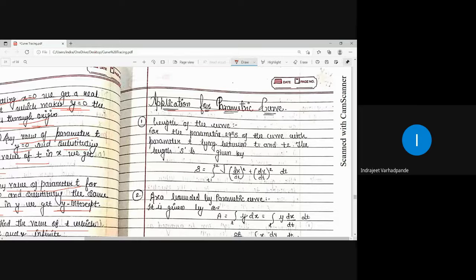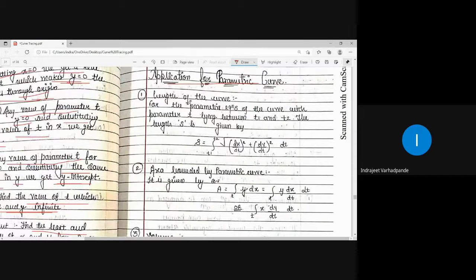Application for parametric curve. The immediate portion we will be discussing about the parametric curve, after tracing or validating these many points: symmetry, origin, intercept, asymptotes, region of extent, etc., is now the application of the parametric curve. So what are those applications for the parametric curve? The first one is the length, or the rectification or the perimeter, what we call. How to determine the length of the curve?